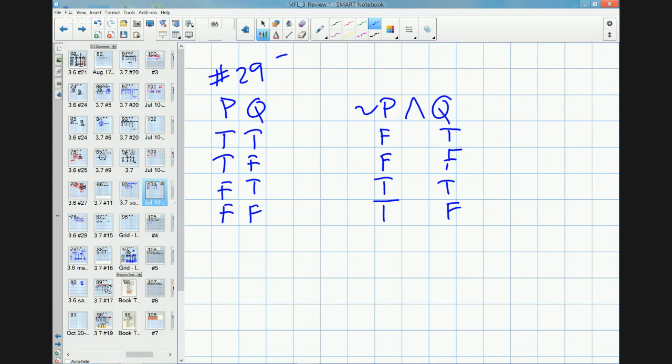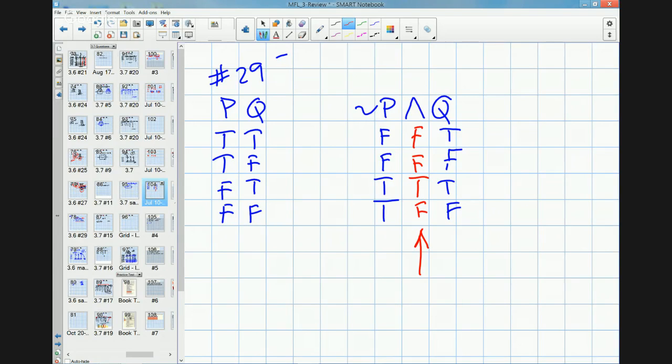And then in between, follow the rule for "and." Only true and true is true, when both are true. Gotcha. The rest of them are false, except for the third one down. That's correct. So that's your answer for number 29. All right. Gotcha.